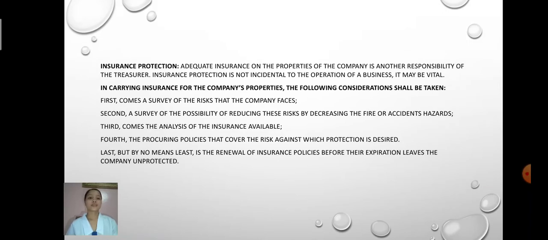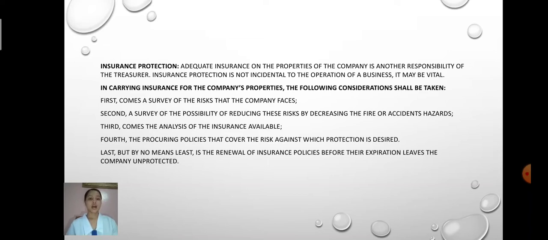Insurance protection. Adequate insurance on the properties of the company is another responsibility of the treasurer. Insurance protection is not incidental to the operation of a business. It may be vital. In carrying insurance for the company's properties, the following considerations should be taken.